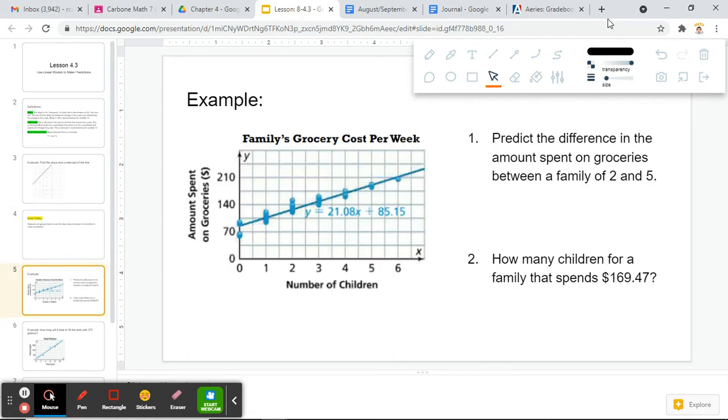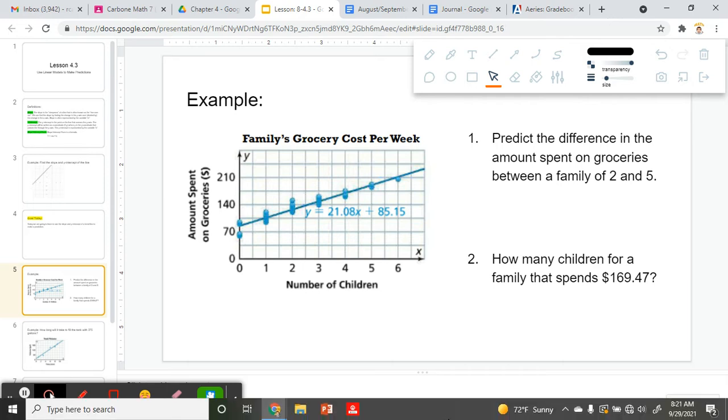Okay, so first example here. We see that we have a graph here and it talks about families' grocery cost per week. Our x-axis has to do with the number of children and our y-axis has to do with the amount spent on groceries. So basically, we're finding out the effect the number of children has on the amount spent on groceries. All right, we want to predict the difference in the amount of groceries between a family of 2 and a family of 5.